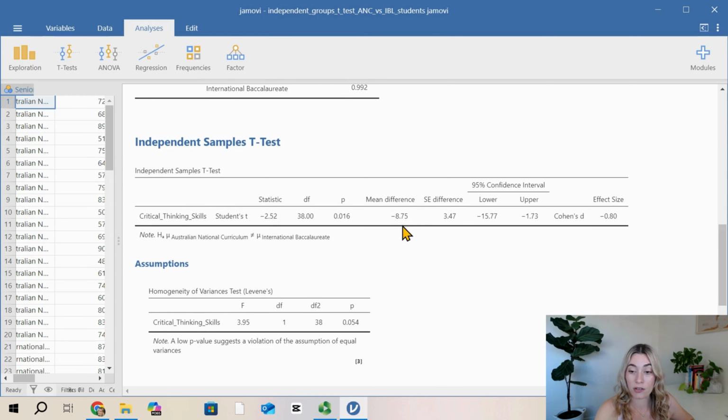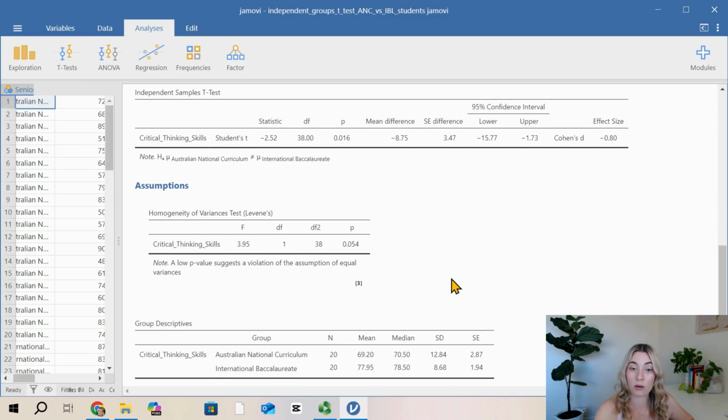On average, this difference was 8.75 points on the critical thinking skills test. The 95% confidence interval tells us that we can be 95% confident that the true population mean difference lies between negative 15.77 and negative 1.73.